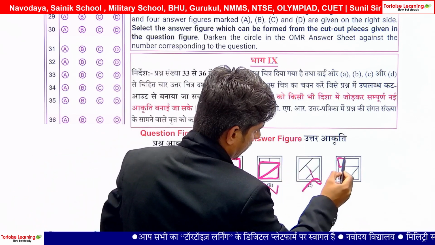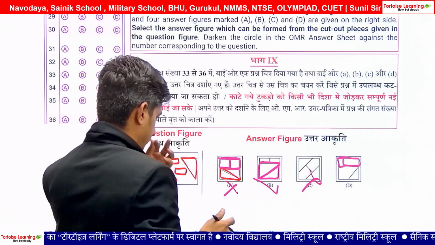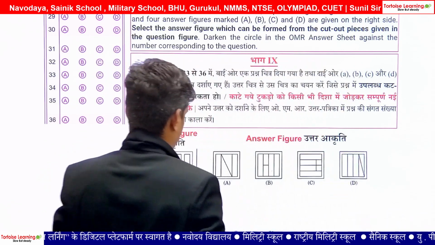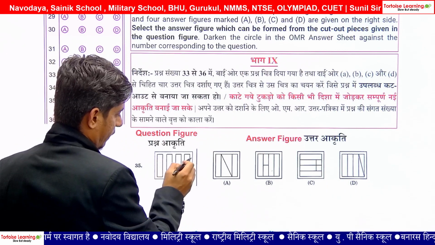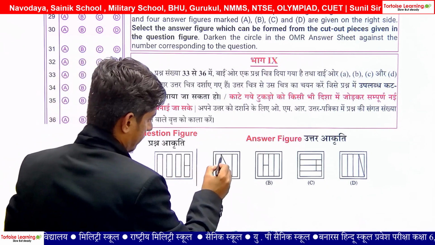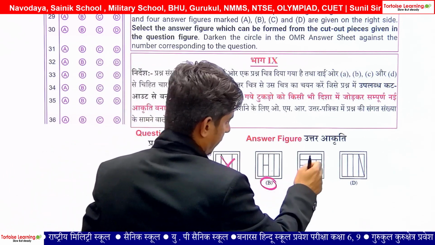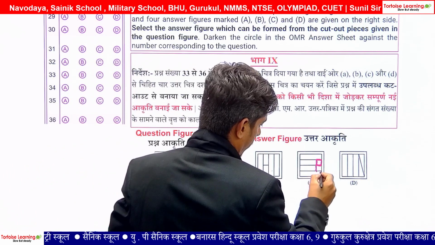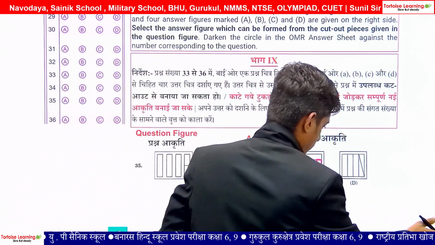If you look at this, rectangles are given, but they are not in the same direction. So that is wrong. Next, three rectangles and one rectangle with another rectangle with two portions. This is wrong. This is the correct answer. This is the same, but this is not a perfect partition. Okay, so this B will be the correct answer.